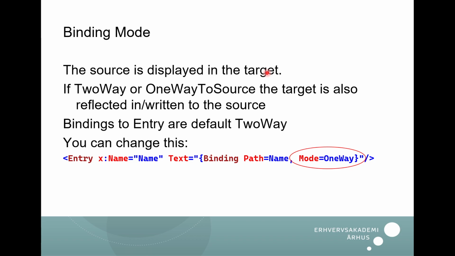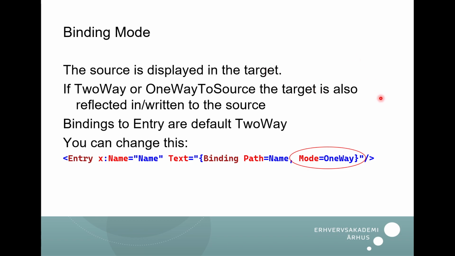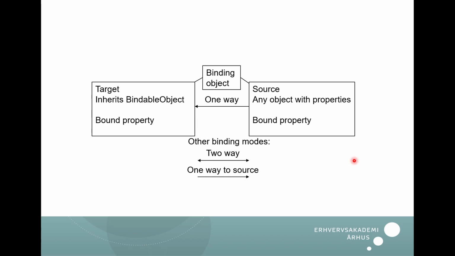I said that I would get back to the binding mode. You can change the binding mode, first of all, in the XAML file. For instance, to one way. If you change it to one way, it means that it's displayed in the target, but changes in the target are not reflected in the source. You can see that in this arrow here. The source is displayed in the target, but the target is not reflected in the source.